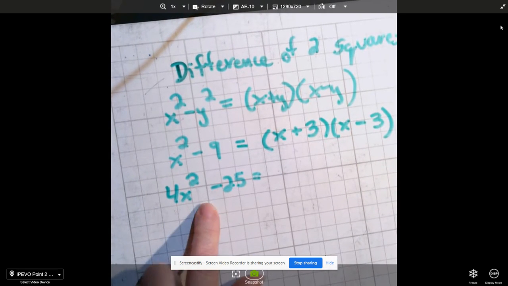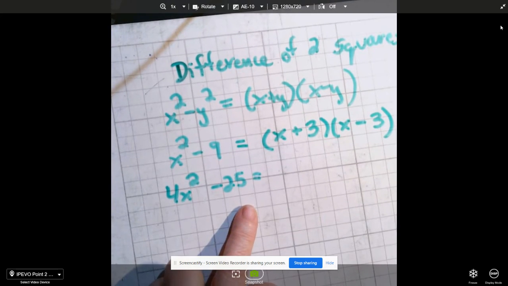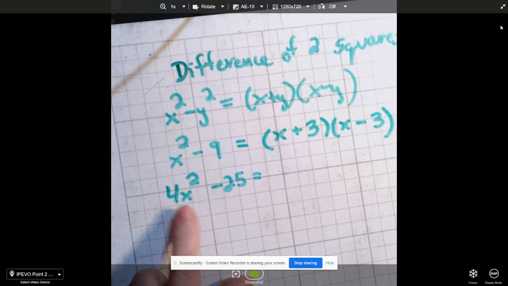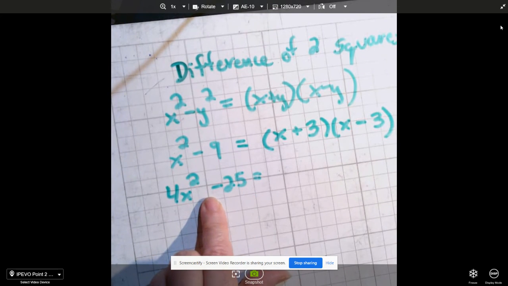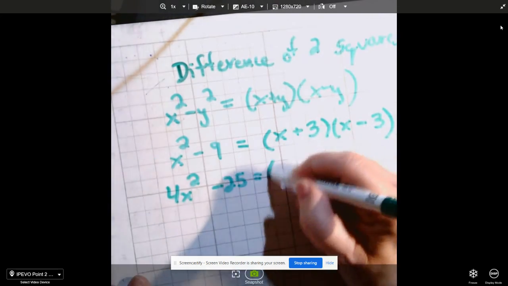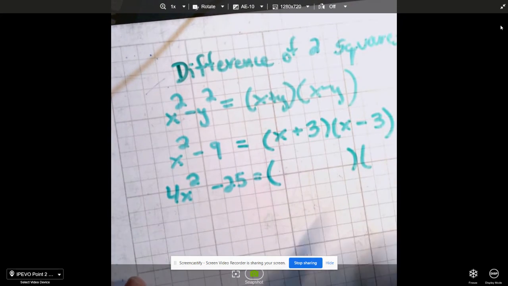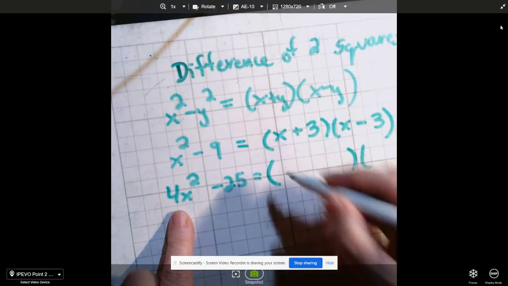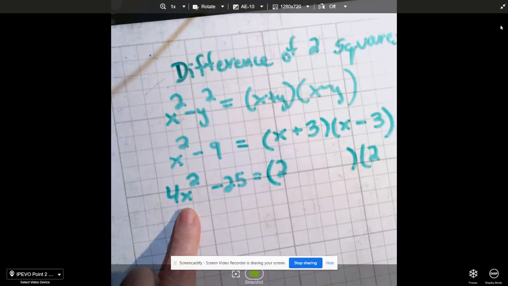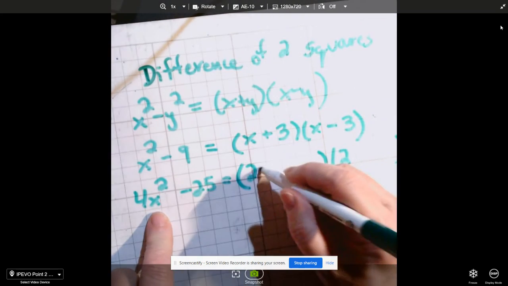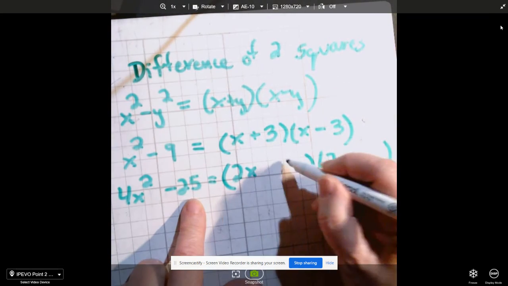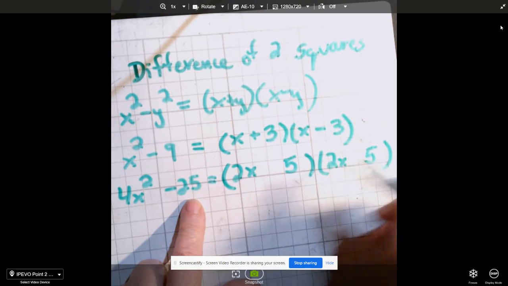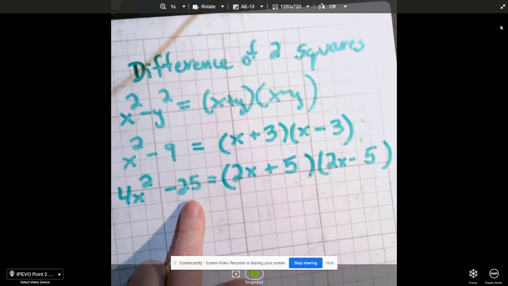So you have 4x squared minus 25. All right, 4 is a perfect square. X squared is a perfect square. 25 is a perfect square. And you have a subtraction sign in between. So now that you know that it follows the pattern, well, 2 times 2 is 4, so I can put a 2 there and a 2 there. X times x is x squared, so I'll put an x here and an x here. And 5 times 5 is 25, so I'll put a 5 here and a 5 here, and I'll make one a plus and one a minus. And now that is factored.